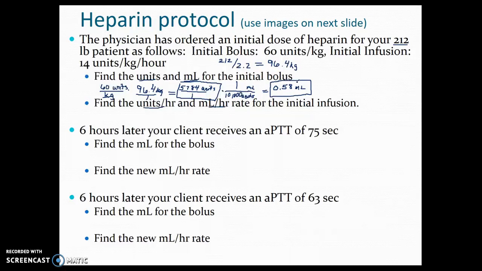Now I get to move on to the initial IV drip, the initial infusion. And so I have my beginning information here as 14 units per kilogram per hour. So 14 units goes on the top. Kilogram and hour both in the denominator. And again I'm going to multiply by the weight to cancel the kilograms. So 96.4 kilograms. So kilograms cancels. And I go to my calculator and I get 1,349.6 units per hour.